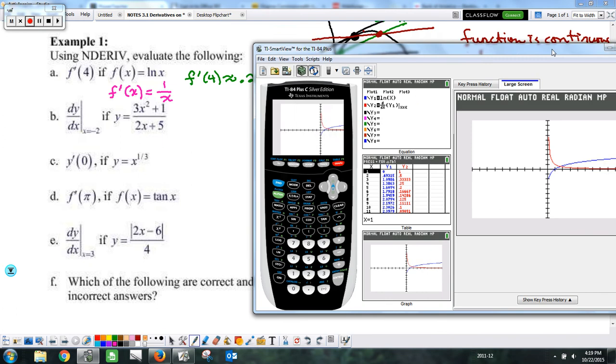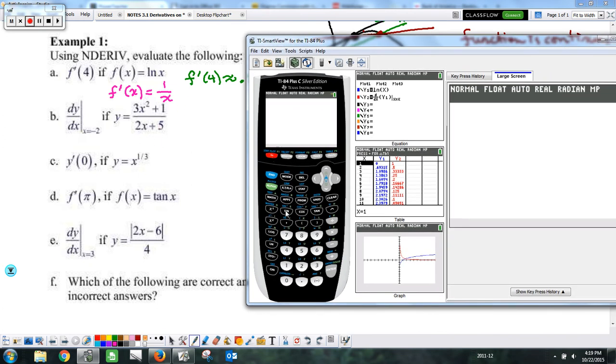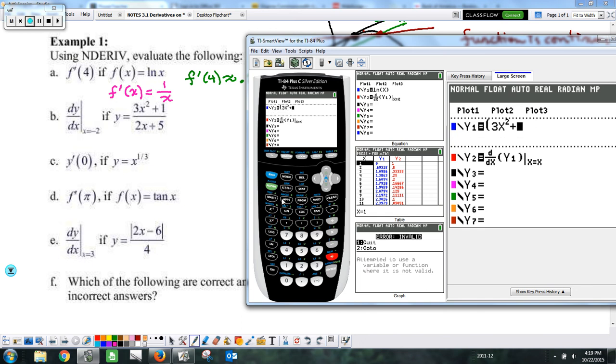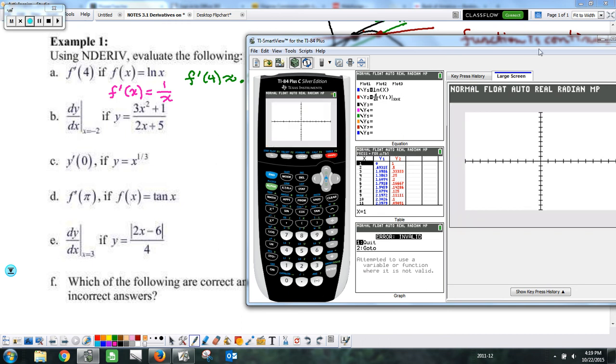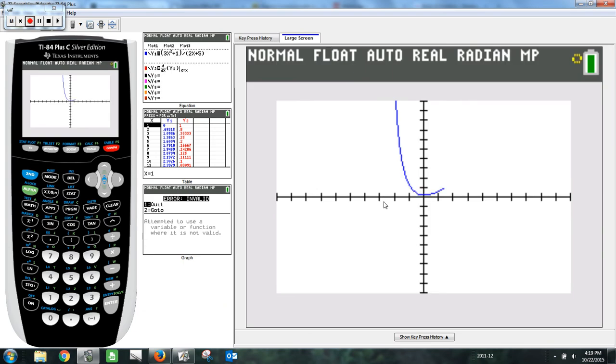All right, let's take a look at our next one. Next one, we have a little rational function. So we're going to look at y equals, and we're going to change it to our rational function. So we have our top, 3x squared plus 1. And we're going to divide that by 2x plus 5. All right, I can take a look at my graph just to see what we have going. All right, so it's a rational function.